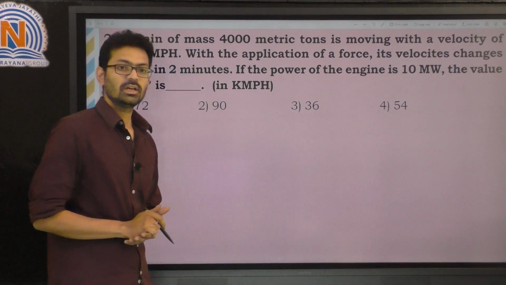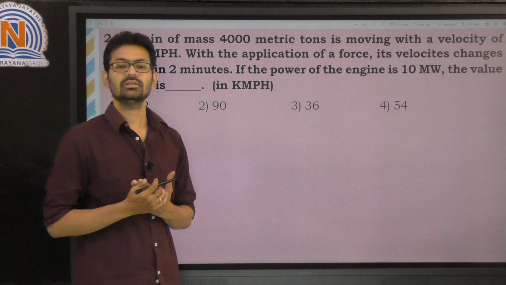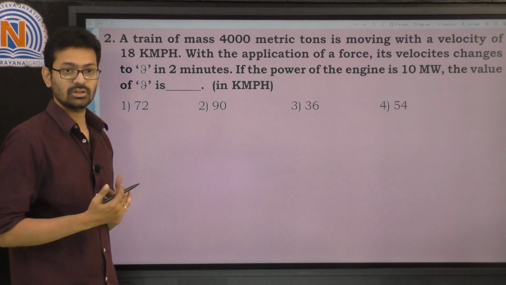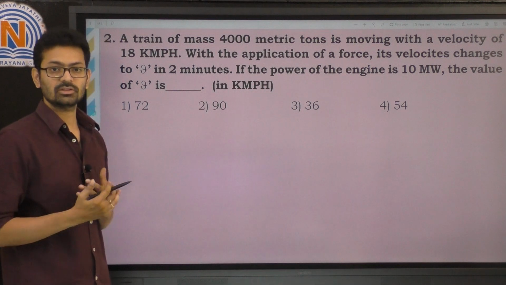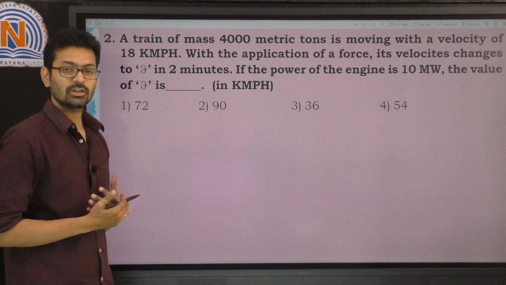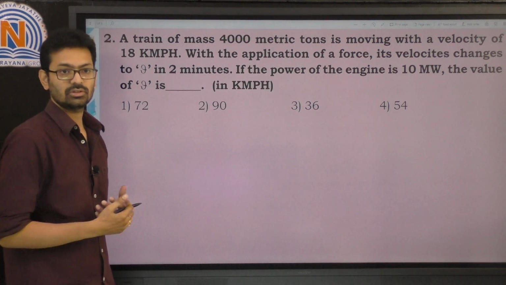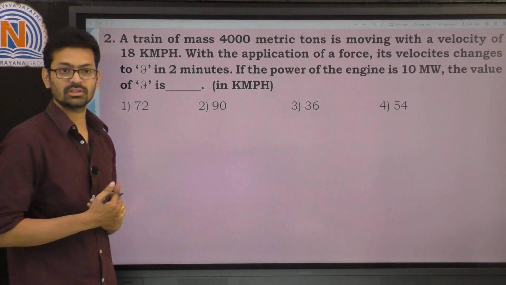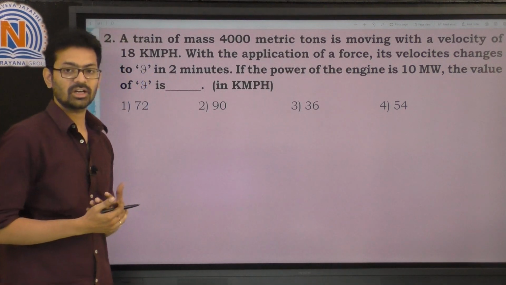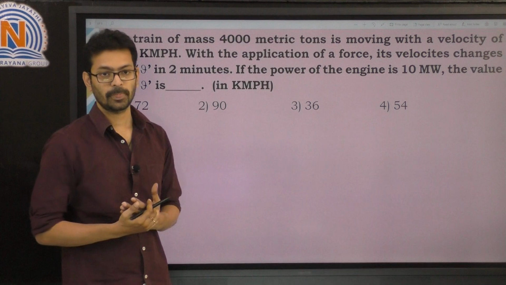In this question, a train of mass 400 metric tons is moving with a velocity of 18 km per hour. With the application of force, its velocity changes to v. That means there is a change in velocity. Second velocity you have to find out, that's why they gave it as v. In 2 minutes, if the power of the engine is 10 megawatts, the value of v is in kilometer per hour they want.